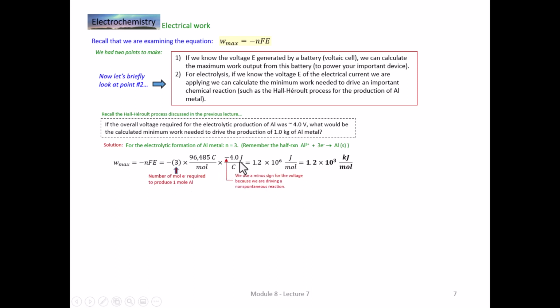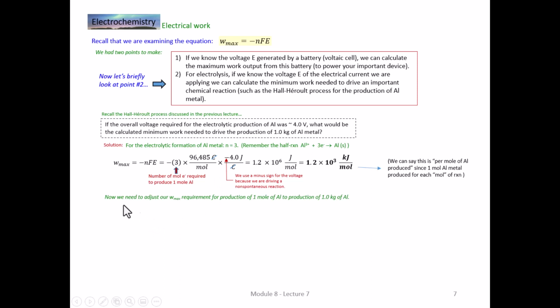And we put in minus 4 volts, or minus 4 joules per coulomb, for E. We use that minus sign because what we're doing here is driving this non-spontaneous reaction, and a non-spontaneous reaction would have a negative potential. If we do that, we get a W max of 1.2 times 10 to the third kilojoules per mole. We can say that this is per mole of aluminum produced, since 1 mole of aluminum metal is produced for each mole of reaction, in this case for every 3 moles of electrons that are transferred.